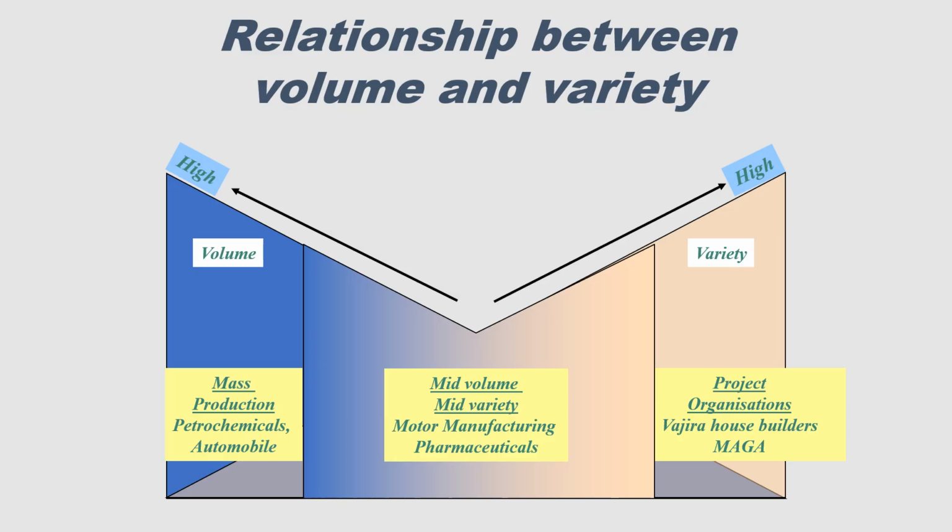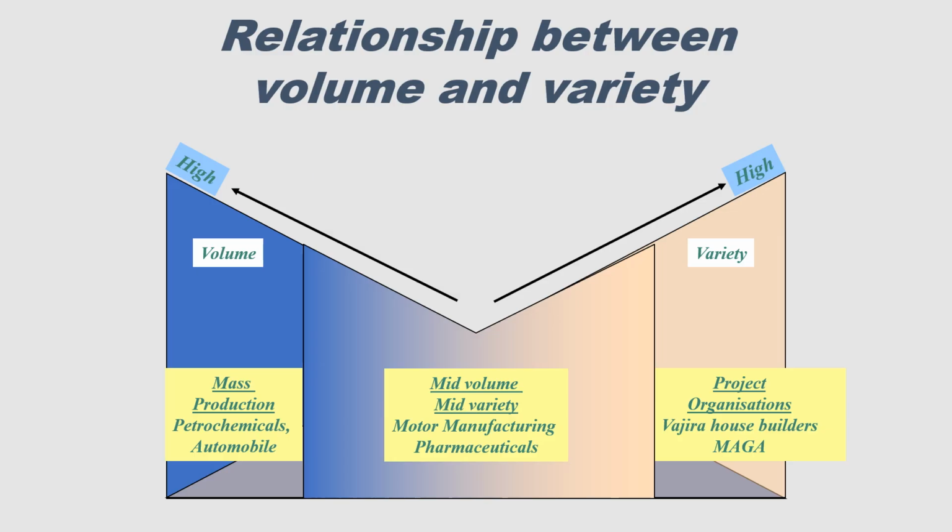Now, let's see how this volume and variety impact the products. If we are producing high volume products, then we have to reduce the variety or additional features. When we are producing a single product, we can add more additional features.